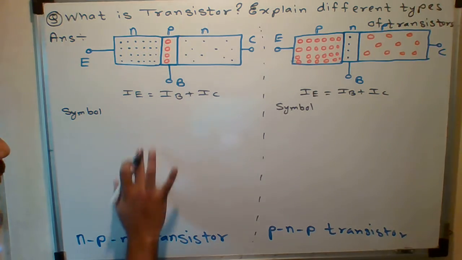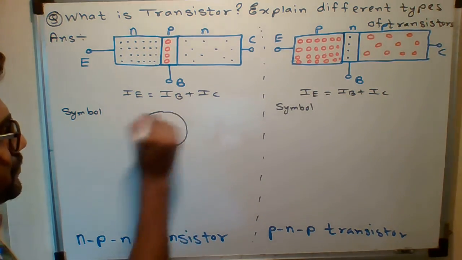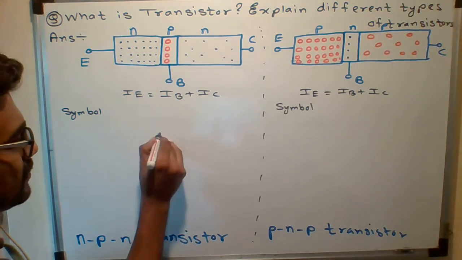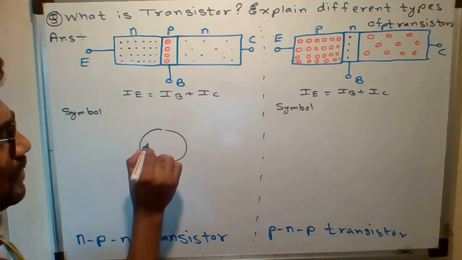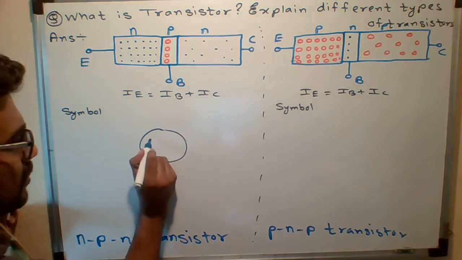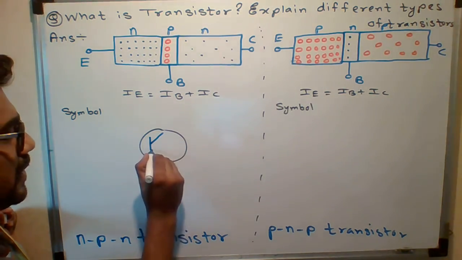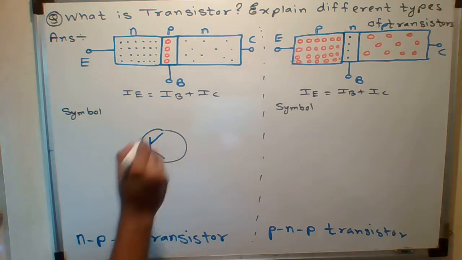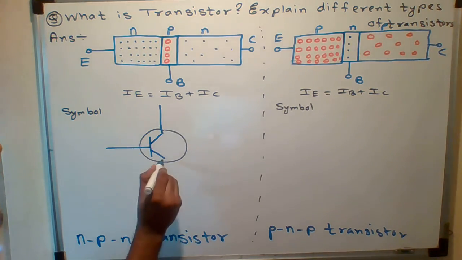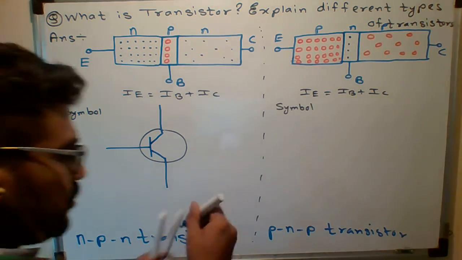Let me draw first a circle. In that circle, you draw a vertical straight line, a slant line, and another slant line. From this particular region you take one wire, another wire, and a third wire. So this is the symbol of a transistor. Here also you have to draw like this.